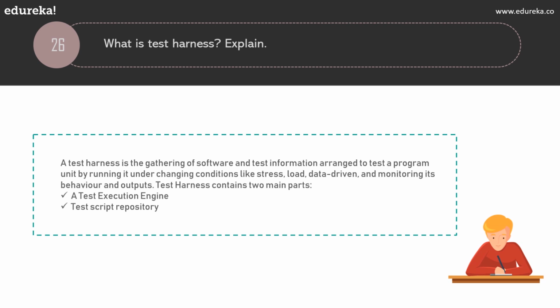Test harness has two important parts: test execution engine and test script repository. A test harness should allow specific tests to be run. It should orchestrate a runtime environment and it should also provide a capability to analyze the results.